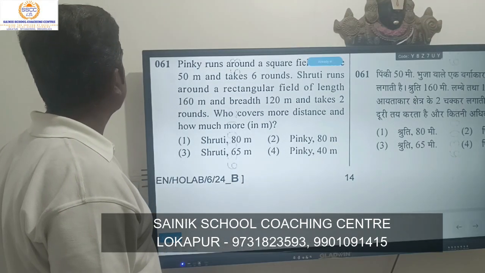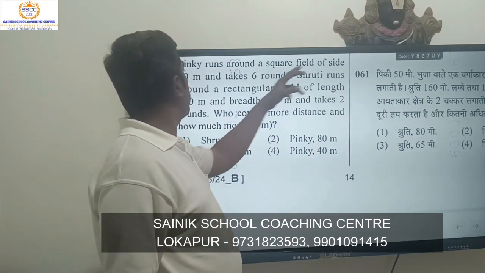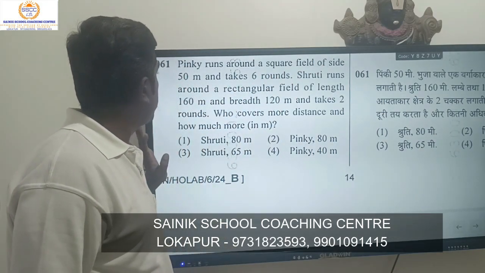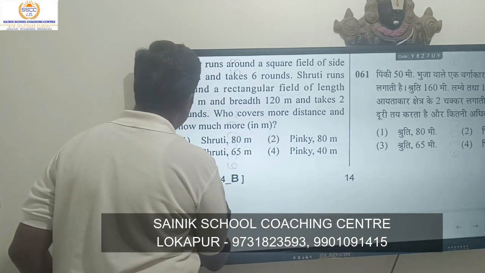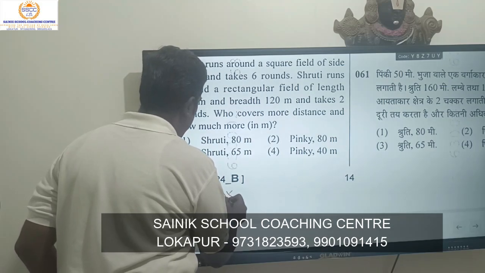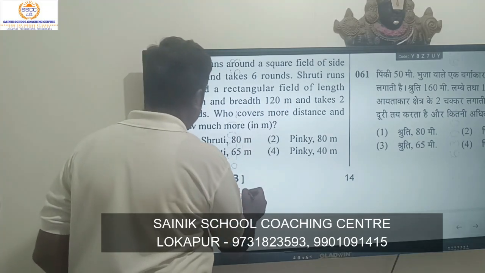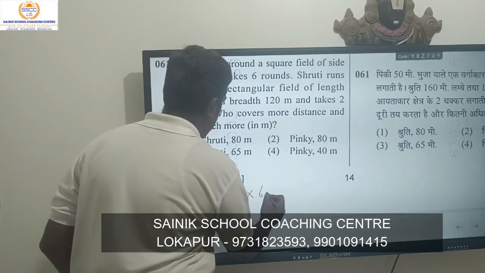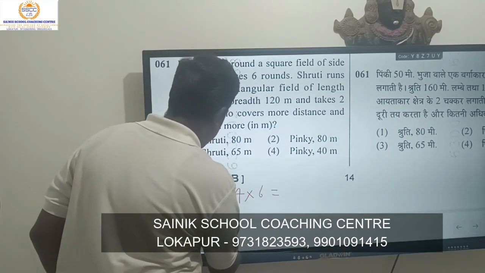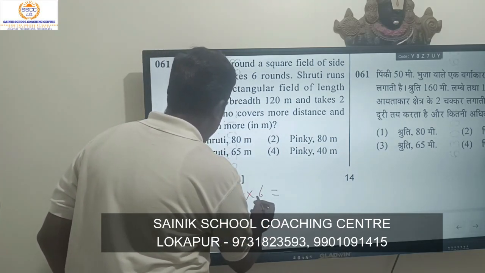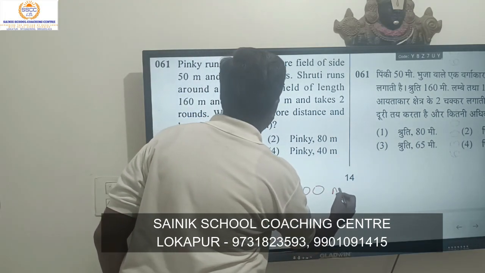Coming to question number 61. Pinky runs around a square field of side 50 meters and takes 6 rounds. So the perimeter is 50 into 4, because it is a square field with 4 sides, and she is taking 6 rounds. So how much is Pinky running? 50 into 4 is 200, and into 6 rounds is 1200 meters.